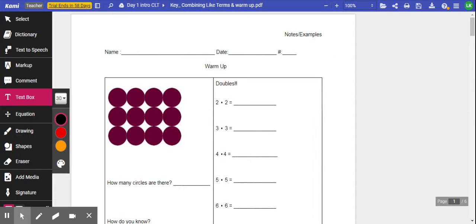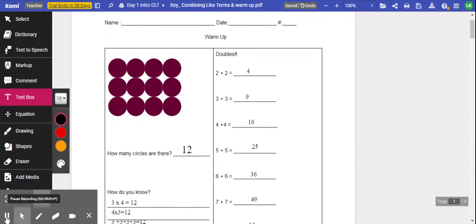Hey everybody, so today's lesson is about combining like terms. We're going to start off with a warm-up like we usually do. If you haven't already done so, please open up this assignment under classwork and pause the video so you can try it out. Go ahead and do that now.